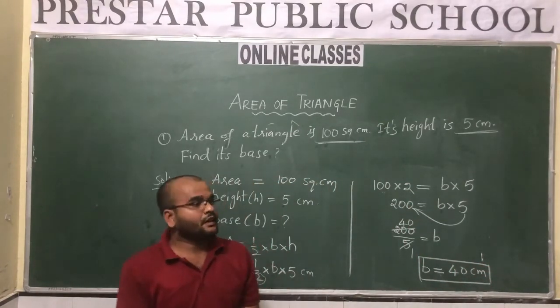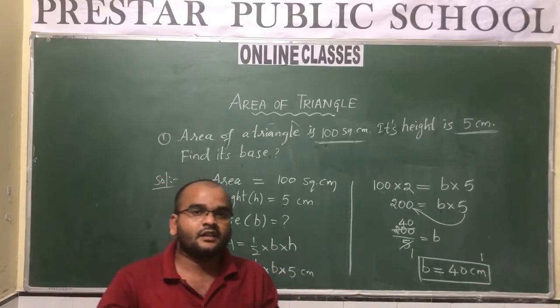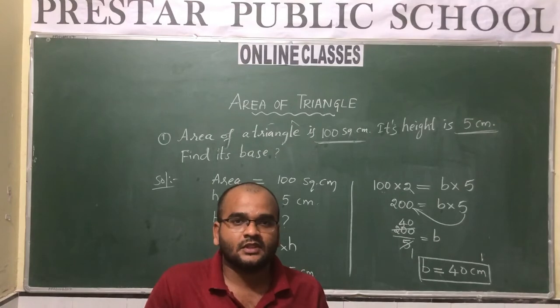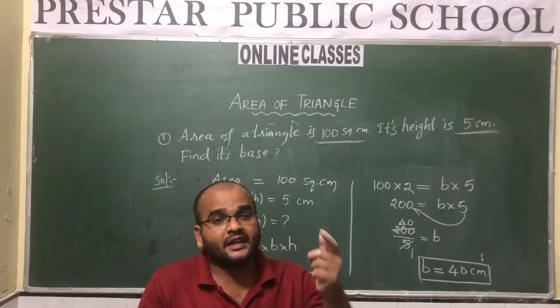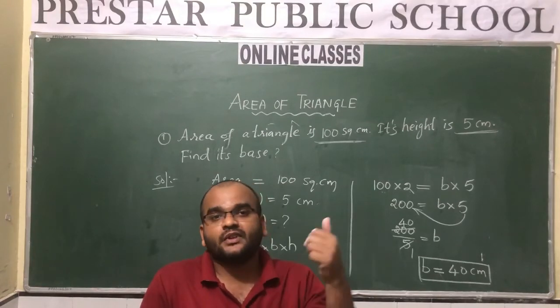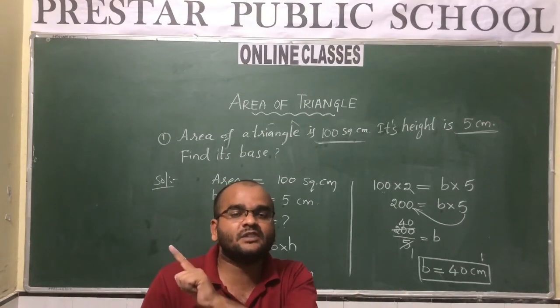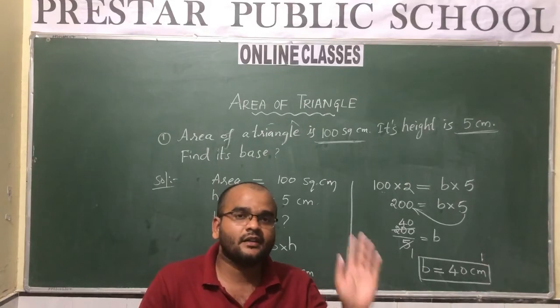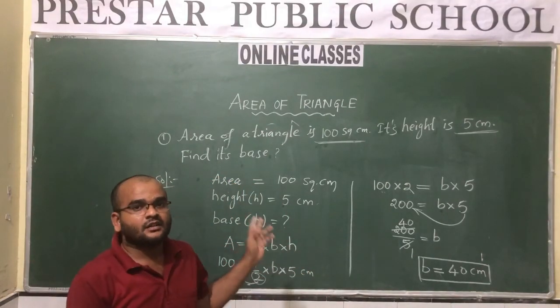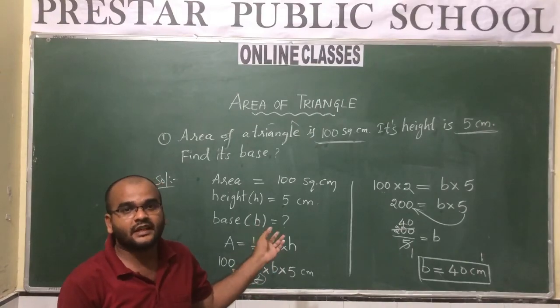Okay? In this way, we can find the area of the triangle when base and height are given, and we can find either base or height if the area and one of the other parameters are given. Okay? I hope you understand. So once again, practice more and more, then you will get perfection.